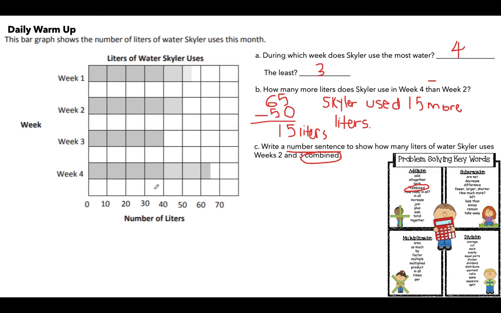So we're going to say week 2 plus week 3. I already know how many liters of water week 2 has from solving problem B. So that's 50 plus how many week 3? I see 4 full boxes. Gonna double check on my line. 40. 50 plus 40 equals 90 liters. I'm going to write it in cursive because it's easier on the computer.